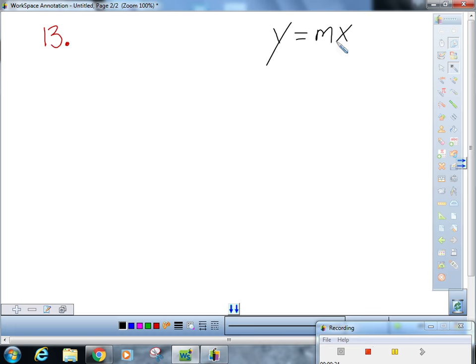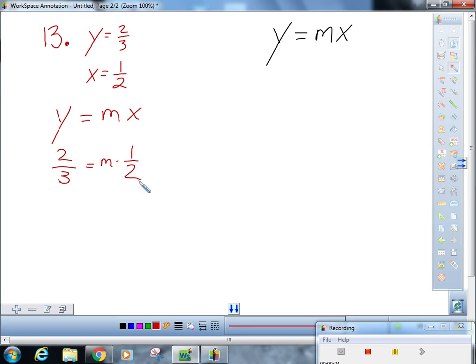So, for number 13, it says when y equals 2/3, x equals 1/2. Okay? And then it wants us to first find the constant of variation. Well, this is just what math people do to you. The constant of variation is just the slope. It's the same thing as the slope. Okay? So if you start with y equals mx, we're just asking you to find m. So you say 2/3 equals m times 1/2.